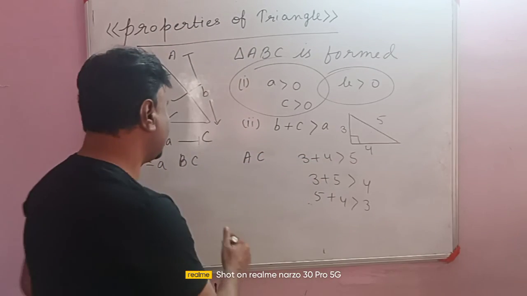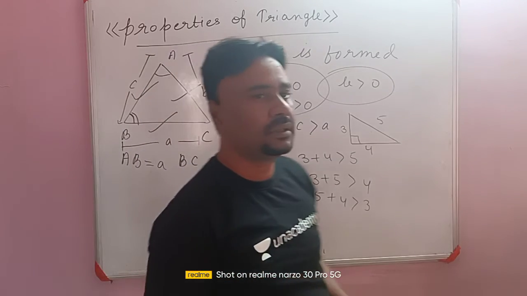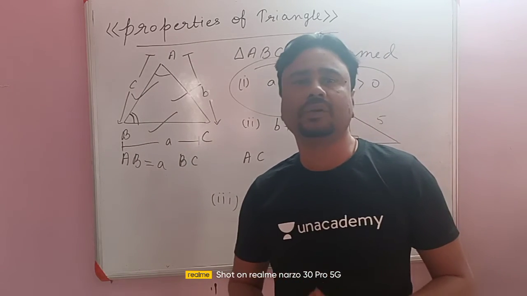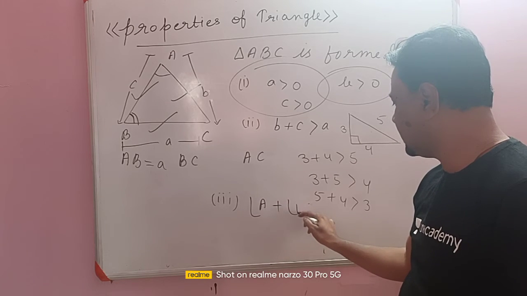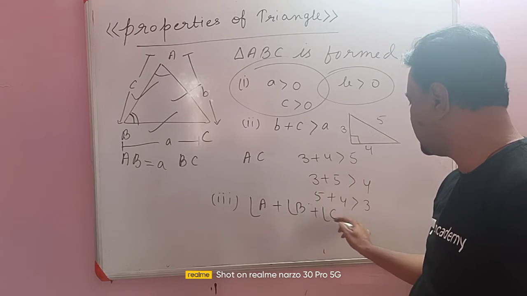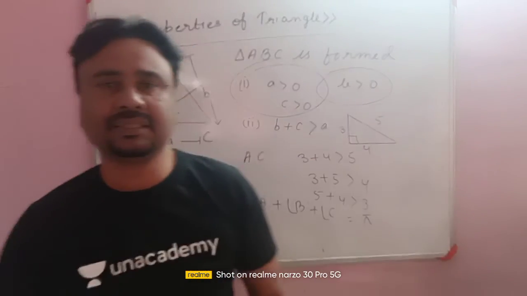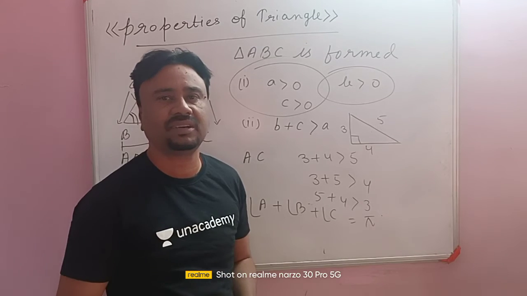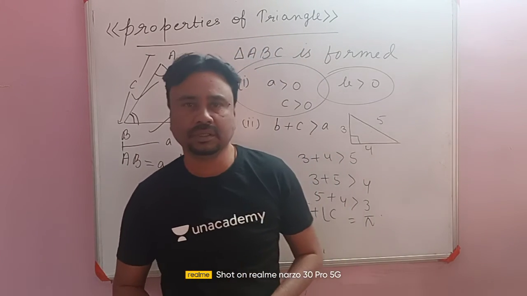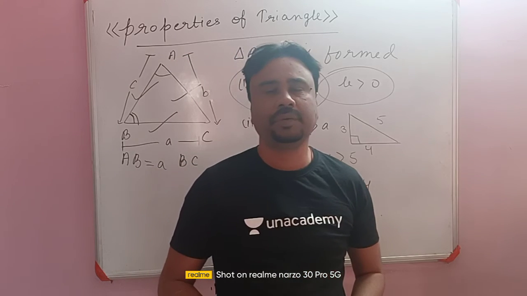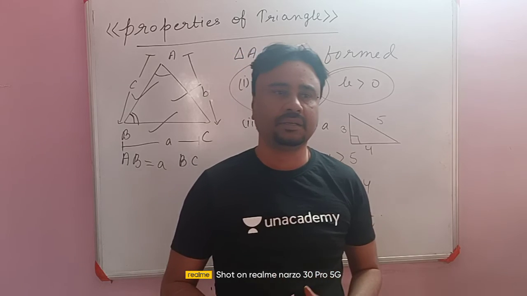And the very basic concept of geometry is that a triangle will be formed only when the sum of all three interior angles, that is angle A plus angle B plus angle C, is pi. When the sum of all three angles of a given triangle is 180 degrees or pi, we say that a triangle ABC is formed. This is all the information for the formation of any triangle.